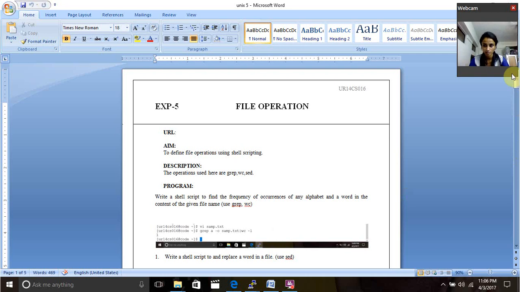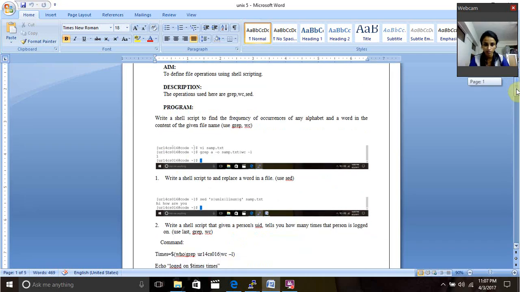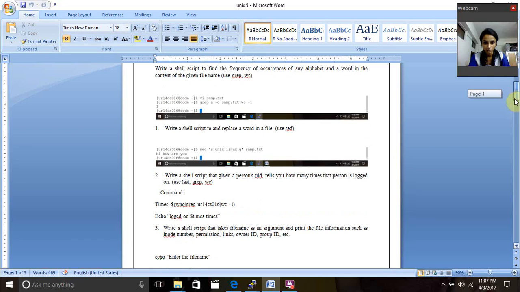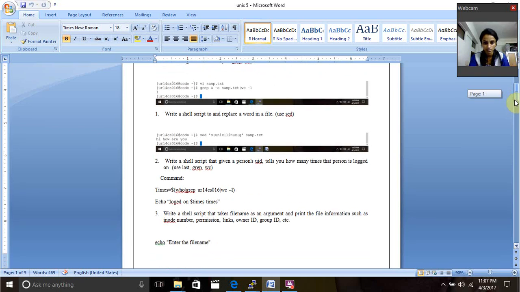The next question is to write a shell script to replace a word in a file. If I have to replace one word with another word, I'll be using a command called sed. So s/unix/linux/g sample.txt. In my sample.txt file, I'm going to replace the word unix with linux.